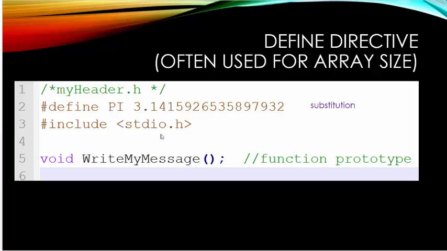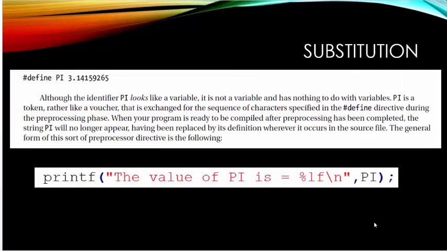So you're already used to seeing this define directive, which is actually a substitution. It's not really a variable. And we often define array sizes, for example, in bigger programs. So you're already used to that define statement, but I'm going to show you how it's not really a variable. It's actually a substitution. So it looks like a variable, but it's not.